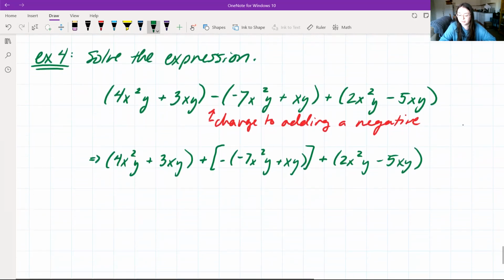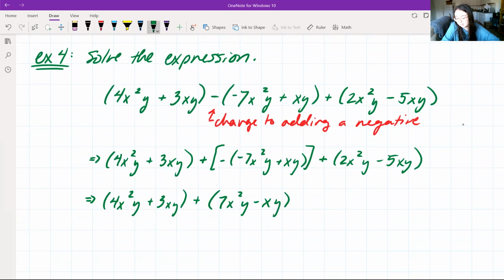And now we want to change our expression again. So we're going to distribute our negative into our second polynomial. So our first polynomial stays the same. And now our second polynomial is going to be -7x squared y minus xy. And then we're still going to have plus 2x squared y minus 5xy.